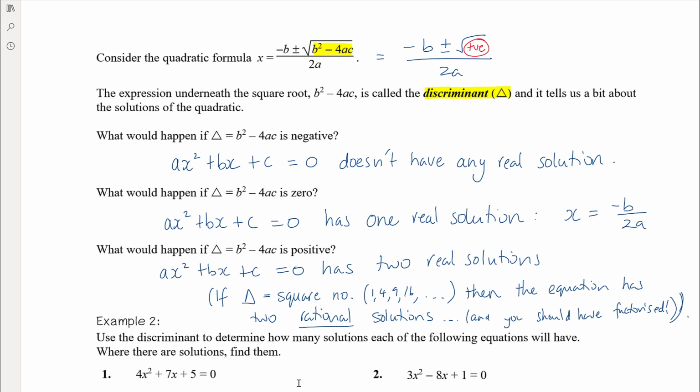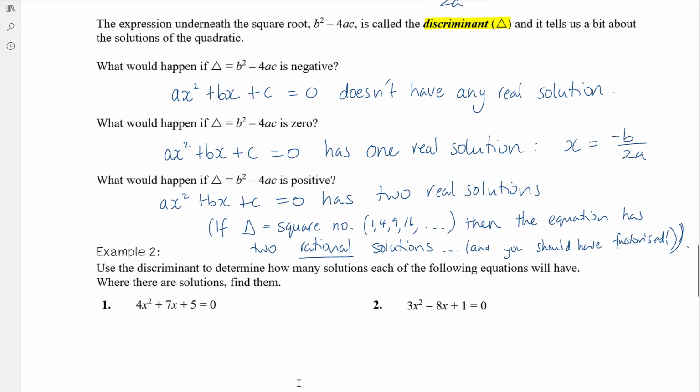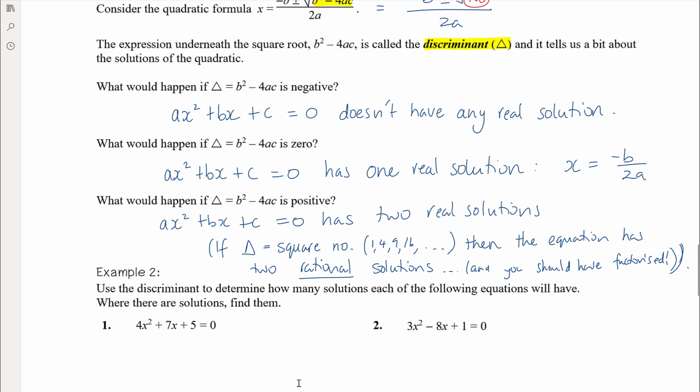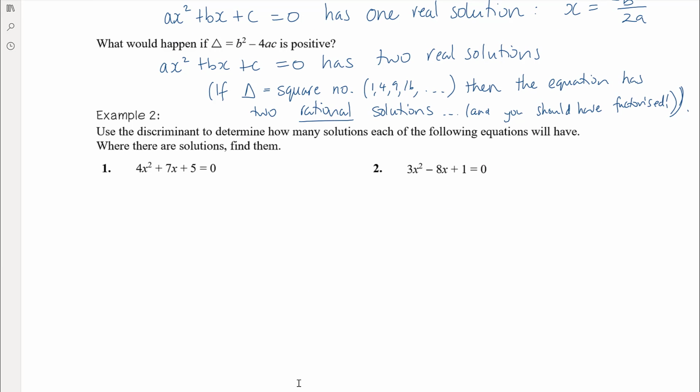So in example 2 here, we want to use the discriminant to determine how many solutions each of the following equations will have. Where there are solutions, so if there is one or two solutions, then we want to go on and find those solutions. And this can actually be a good way to use the quadratic formula, because if there aren't any solutions, you don't go any further. So a good way to use the quadratic formula is to calculate your discriminant first, b squared minus 4ac.